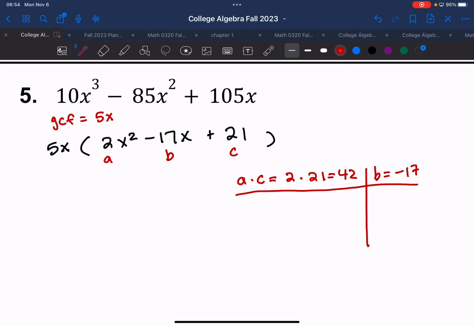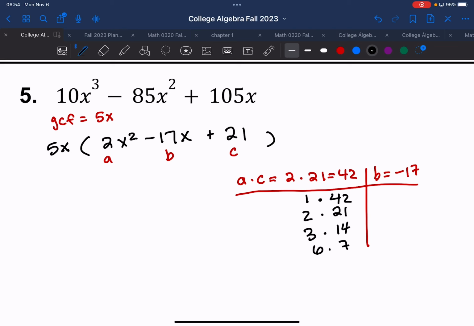This could be one of those cases where we can't think of it off the top of our head, so we could just start writing all the multiples of 42. So we know 1 times 42 gives us 42. What else? 2 times 21. Does 3 go into 42? 3 and 14. And then lastly, it's 6 and 7. So out of any of these, could we manipulate these numbers to give us negative 17 when we add?